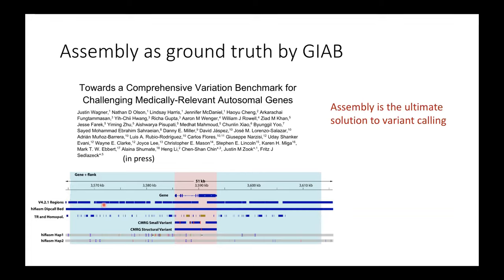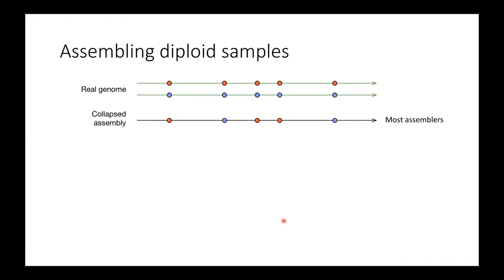And here, you can see the older benchmark regions. You can see they're fragmented, there are gaps, even gaps on exons. But if you look at the assembly, there's no gap, just two contigs going through the whole region. Okay, coming back to the types of assemblies.